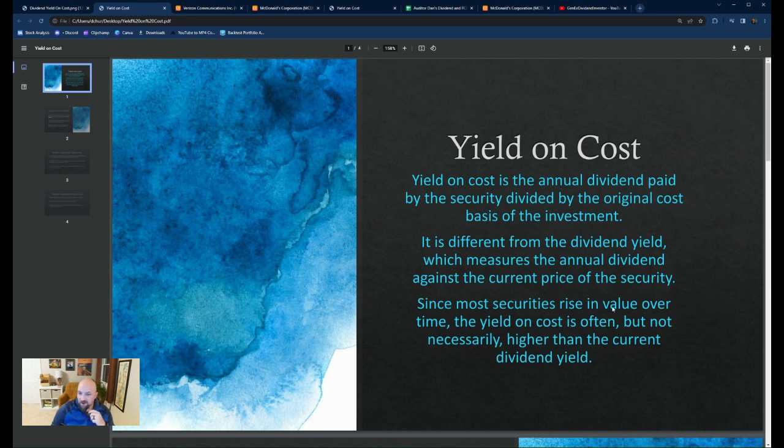Since most securities rise in value over time, the yield on cost is often, but not necessarily, higher than the current dividend yield. You would hope that your yield on cost rises over time. That's kind of the whole point of what we're doing with dividend growth investing.